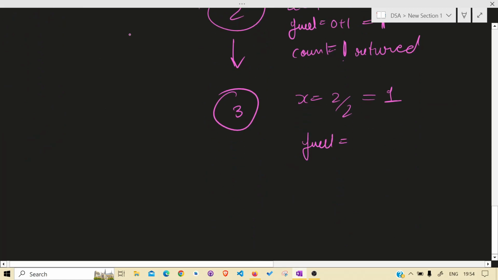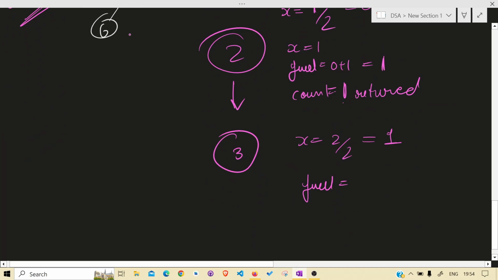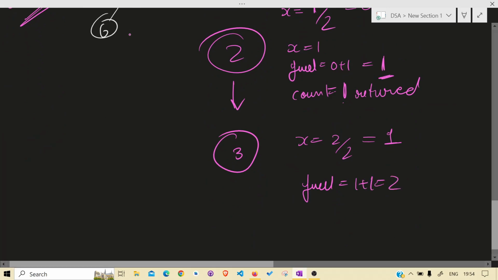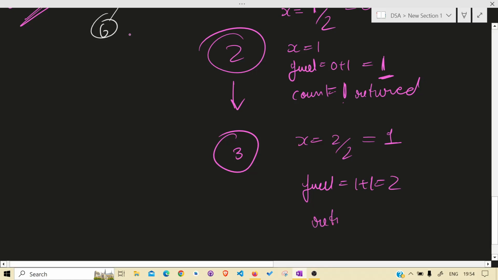What would be our fuel? Previously it was 1 over here. Now 1 plus 1, 2. Return the count. What is the count? Count is 2 over here.